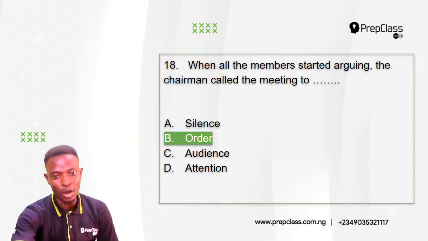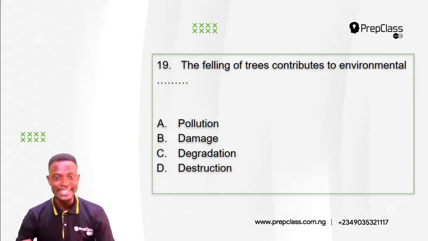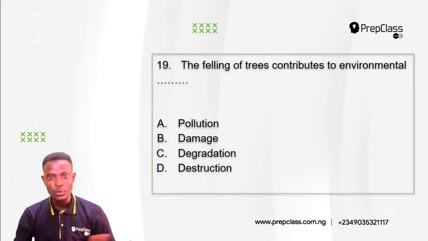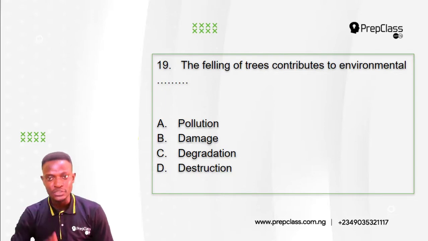Alright, moving on to the next question, question 19. Remember, we had to select the option that best completes this sentence. Question 19 reads, the felling of trees contributes to environmental dash. The felling of trees contributes to environmental dash.